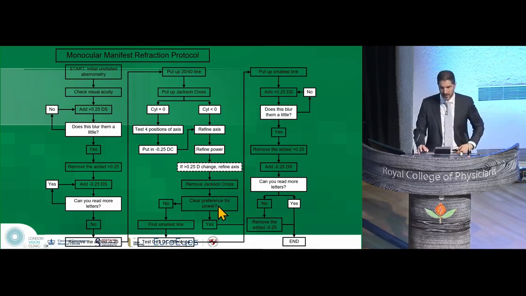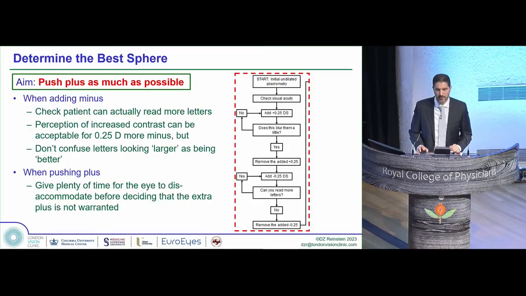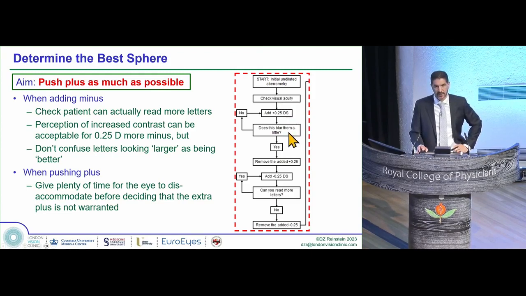So let's break this down into more detail. Firstly, the first step is to determine the best sphere. Start with the undilated aberrometry, check the visual acuity, add an extra quarter, we're pushing plus, and we see if it blurs it. If it doesn't blur it, add more plus until you start to blur. If you do blur, remove the extra plus that you put in and see that they actually can read more letters. Now, that's an important point.